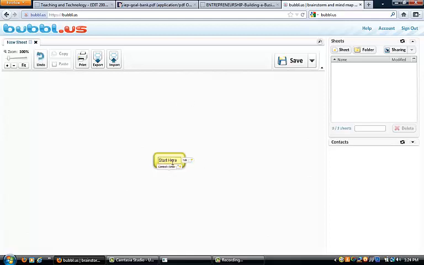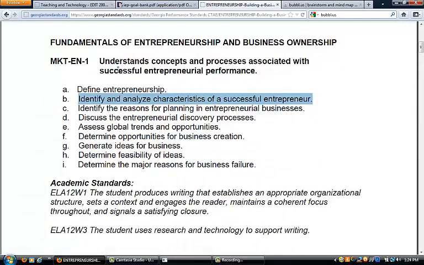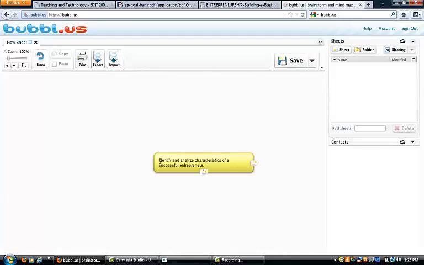So we're going to start here in the middle with our standard, and I'm going to cut and paste. Now this particular standard, I'm going to go back to my entrepreneurship, and you see that up in this corner is the marketing entrepreneurship first standard. That's what that means. The MKT means marketing, the EN means entrepreneurship, and the 1 means standard 1. So what we're going to do is take that and attach it to our bubble so that we know which state standard we are dealing with.